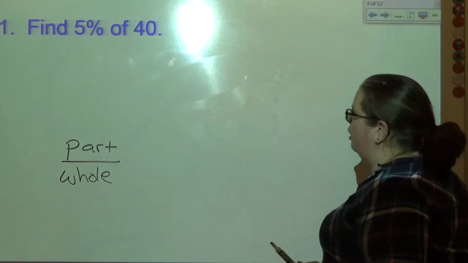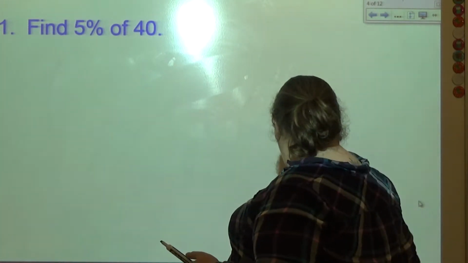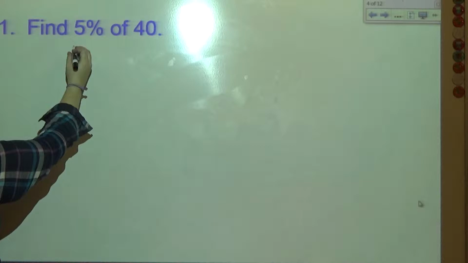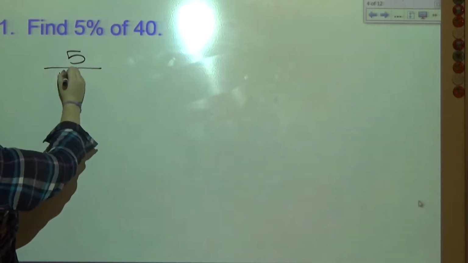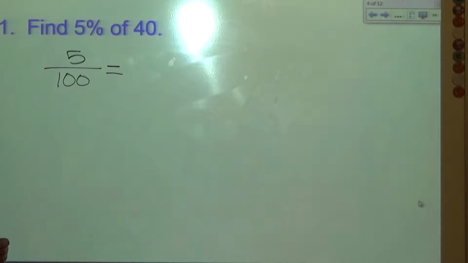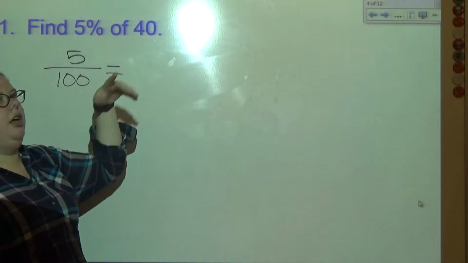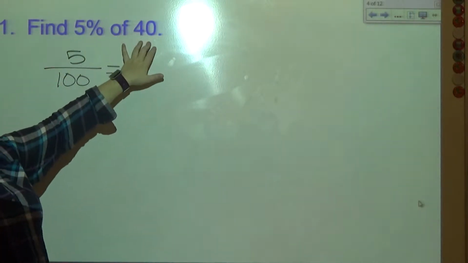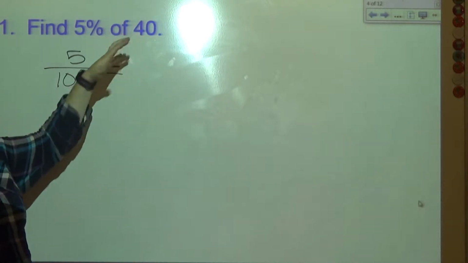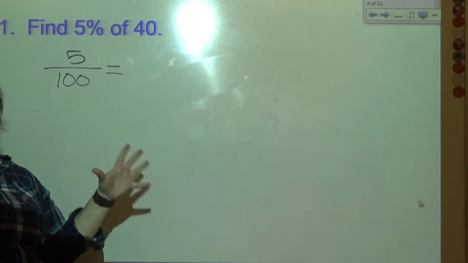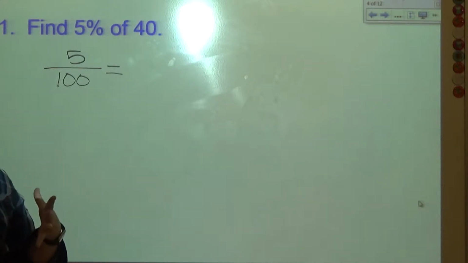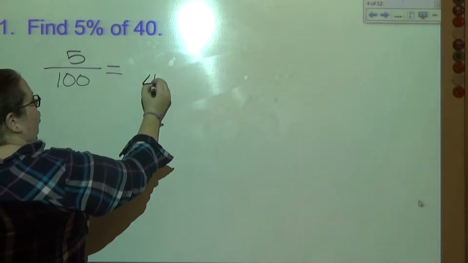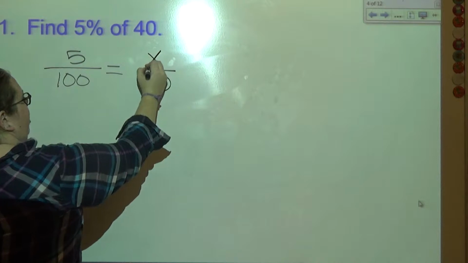So, find 5% of 40. What is 5%? As a proportion, 5% is 5 per 100 equals. Now, is 40 the part or the whole? That's the question. So, 5% of 40, that's your whole. We have 40 kids in a class, and we want 5% of them. We want this small percent, this little part of them. So that 40 is actually your whole. We want to find the part.